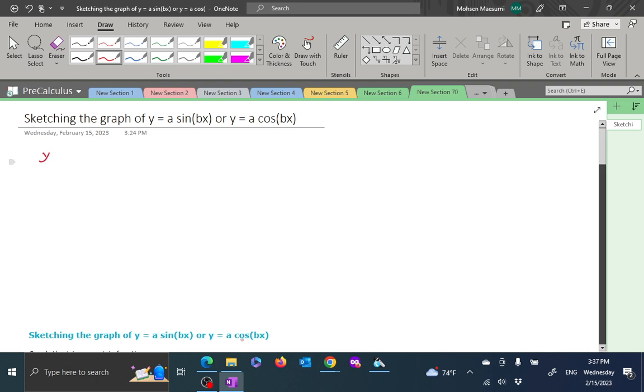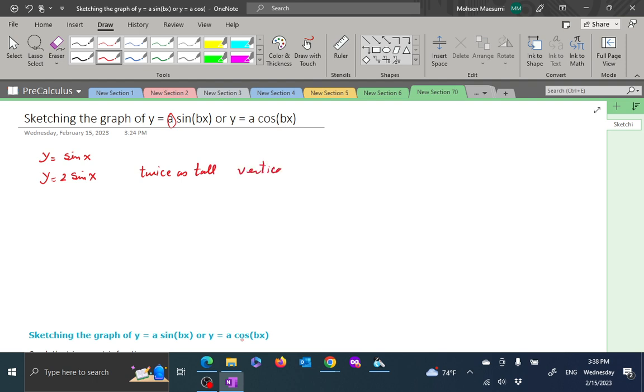So if we start with some function, let's say sine of x. Then we said y equals 2 sine of x. This 2 here is playing the role of this a in that case. What did 2 do to the picture? Made it twice as tall. Okay, so it's a vertical scaling. How about y equals sine of 2x? You can read this as twice as fast. You can think about it as the horizontal scaling.